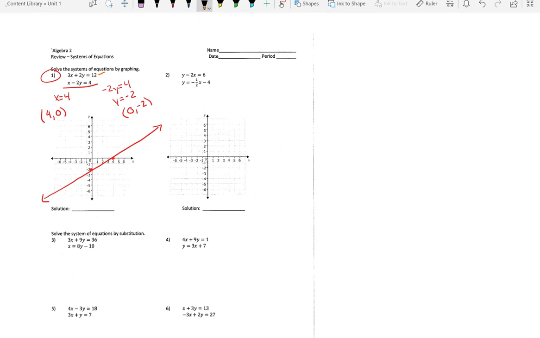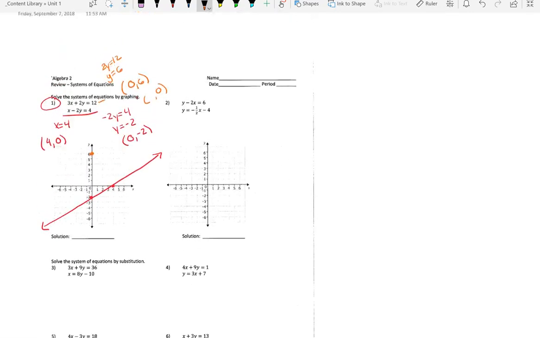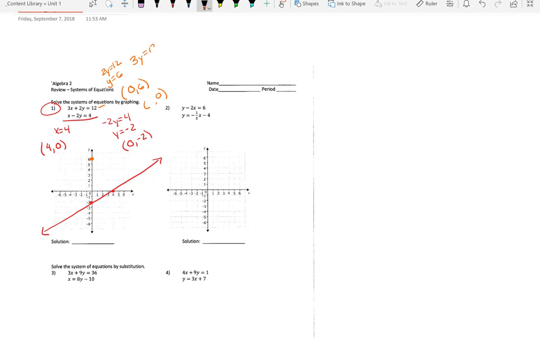Alright, I'm going to do this top problem. Plug in 0 for x. That goes away. I'm left with 2y equals 12. Y equals 6. Perfect. Then plug in 0 for y. I'm left with 3x equals 12, and divided by 3, x equals 4. Perfect. Connect my line. Perfect. And there's my solution, 4, 0.